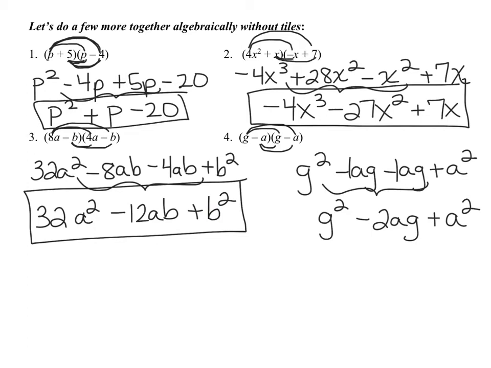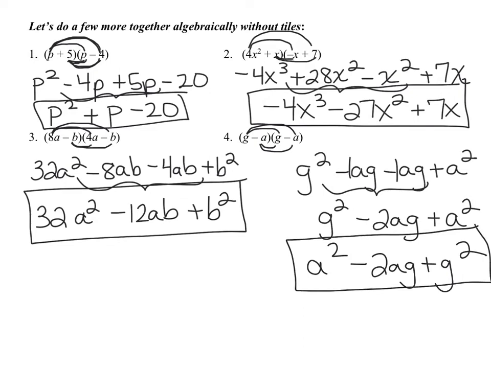So over here, this is not a big deal, but technically, if I want to put this in the correct order, I'm going to put the a squared first because a comes before g. So we could rewrite this as a squared minus 2ag plus g squared. So I'm going to say that is my final answer there. However, I will not mark that wrong.